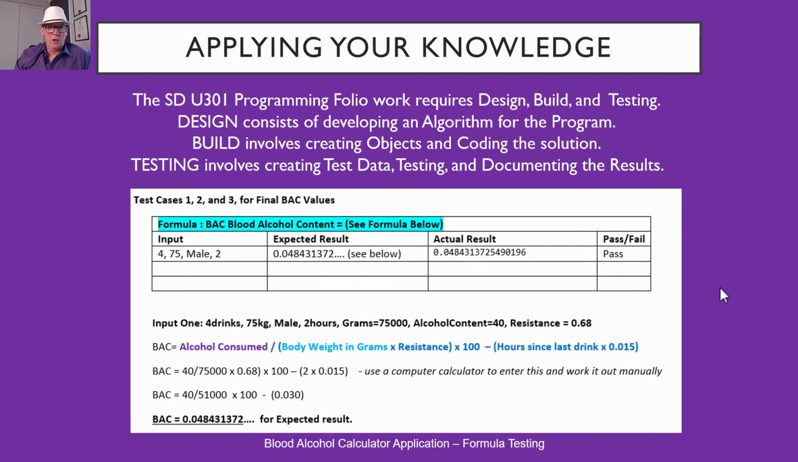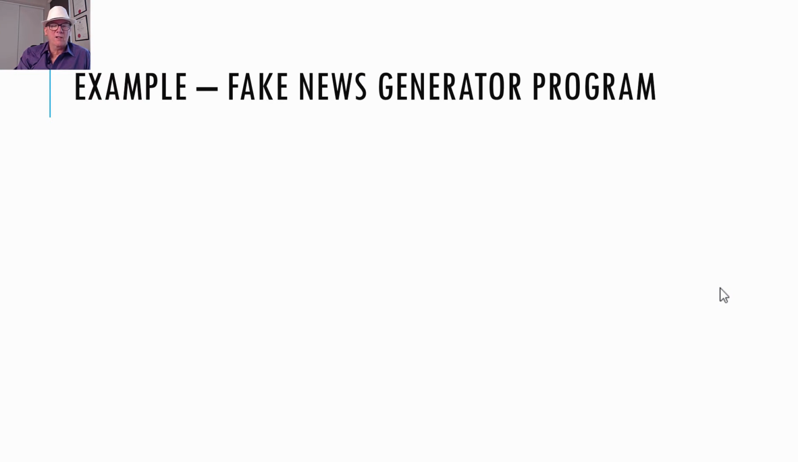So in Melbourne, Australia, we have this software development course called the U301, a programming folio, where you've got to design, build, and test programs. So many people haven't been testing their programs properly, and they've been throwing away extra points that they could have going towards their score. So there needs to be testing. Let's have a look.